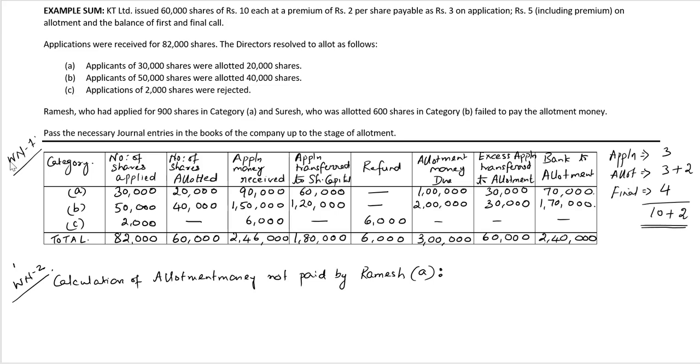Now we have information about the number of shares applied. So we need to take the number of shares applied column in category A. So shares applied is the first column to take. And since we need to find out the amount of allotment money not paid by Ramesh, the other column we will take is bank to allotment.